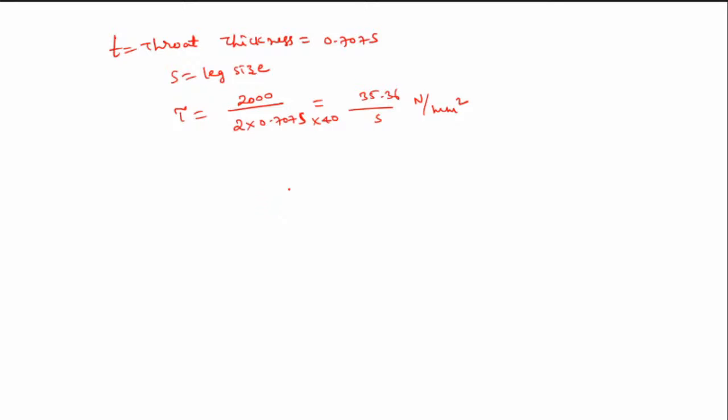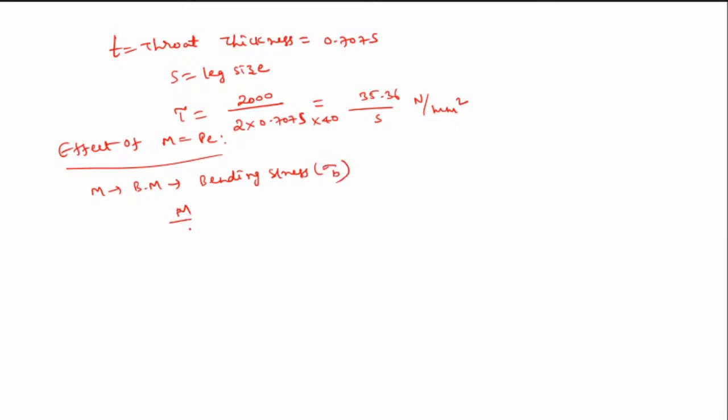Okay, so now we'll see the effect of M, that is equal to the bending moment. This M, nothing but a bending moment, will create bending stress in the weld. So how will you calculate the bending stress? Using the equation M by I is equal to sigma B by Y, that implies sigma B is equal to My by I.